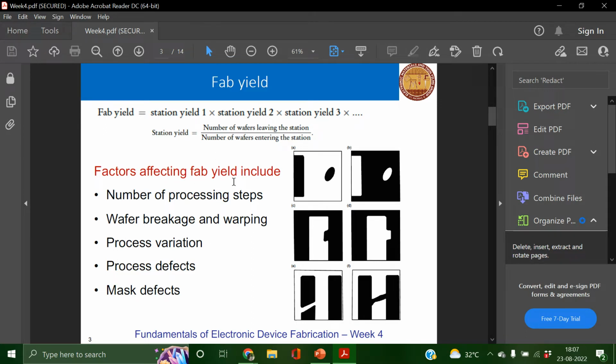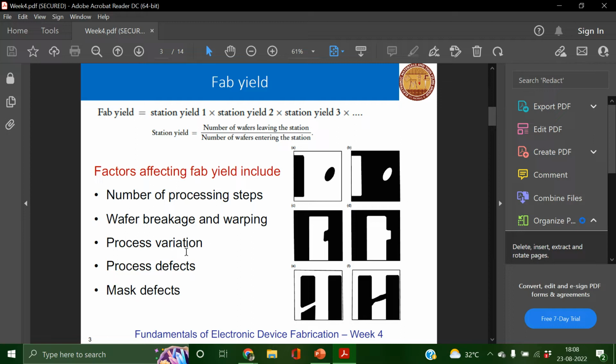And there are multiple factors that affect fabrication yield. That is the number of processing steps. As the number of processing steps increases, there is a possibility that the fabrication yield will decrease. Then comes wafer breakage and warping. When we are handling these delicate wafers, there is a possibility of breakage when they are moved from one station to another. And when these wafers are subjected to a lot of heat treatment, there is a possibility of warping of the edges, etc.